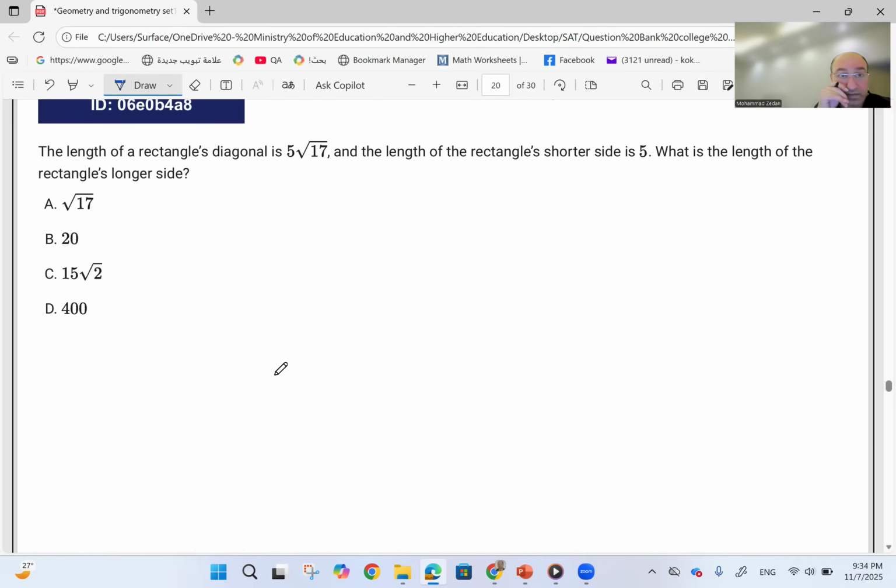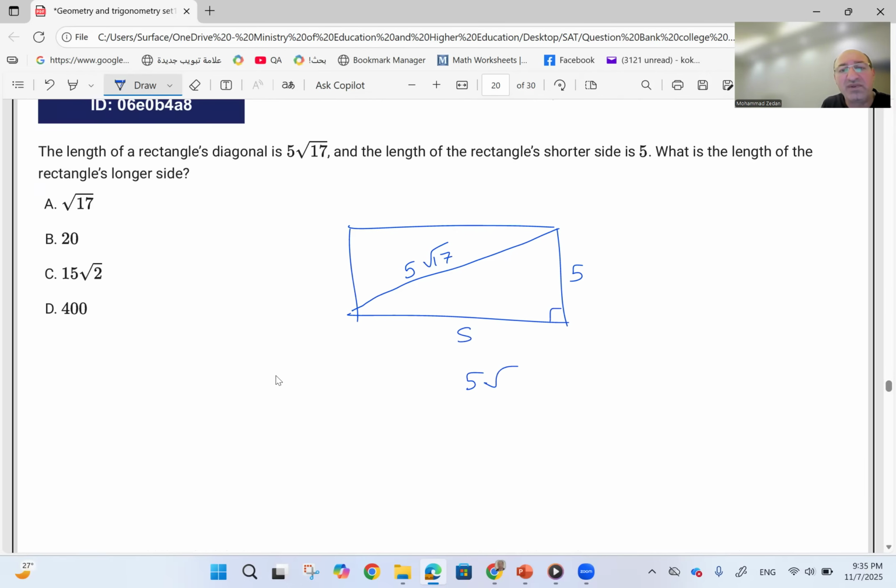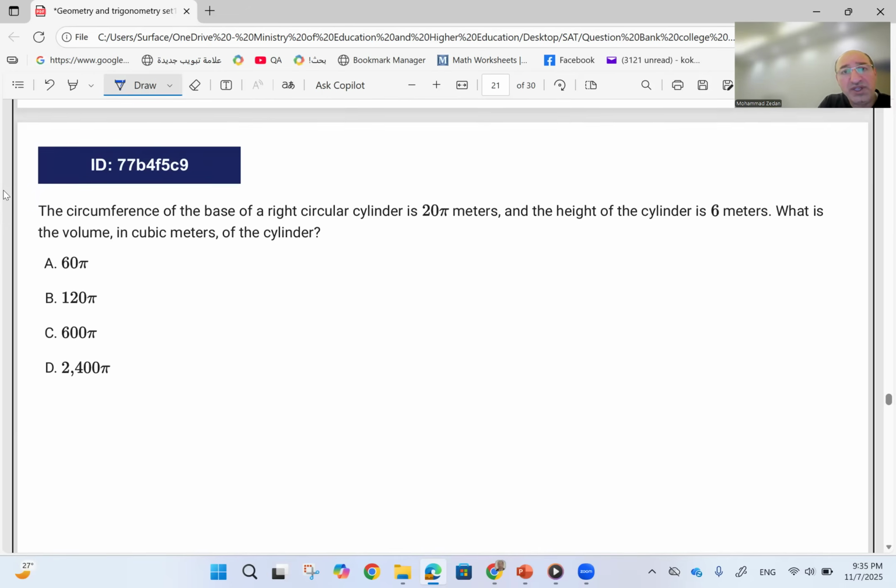Length of rectangle diagonal is 5 radical 17. Again, a similar question to what we did right now. The length of the rectangle's shorter side is 5. What is the length of the rectangle's longer side? You can solve it the same way by writing 5 root 17, but be careful: you have to put brackets around all of 5 radical 17, minus 25, and then take the square root. You will get the answer 20.